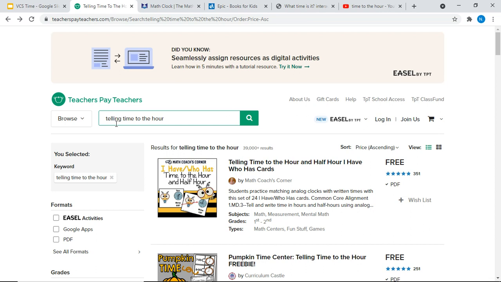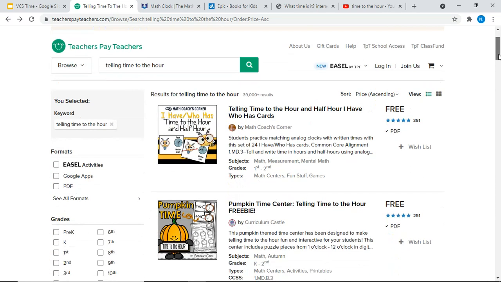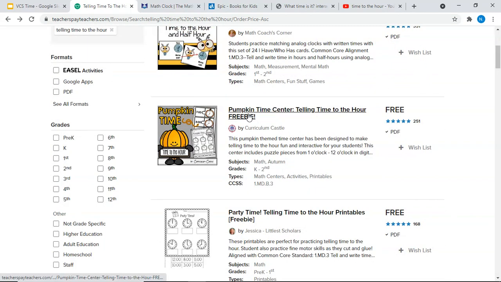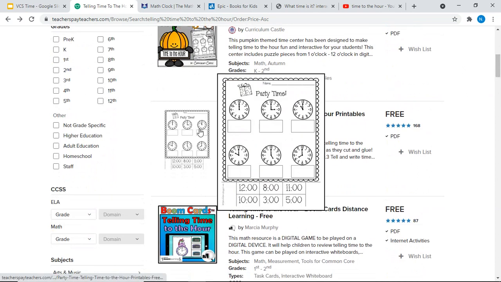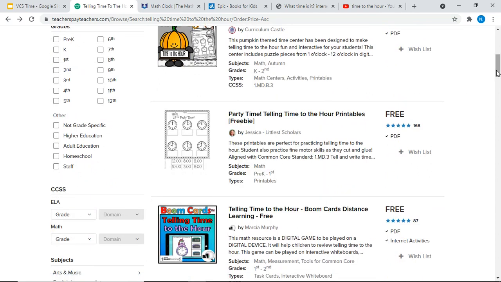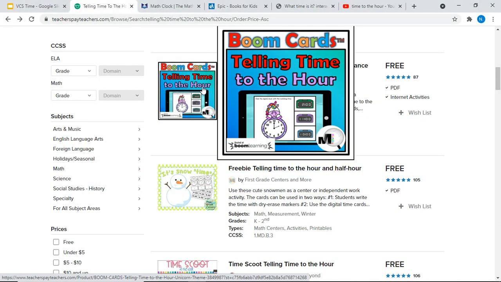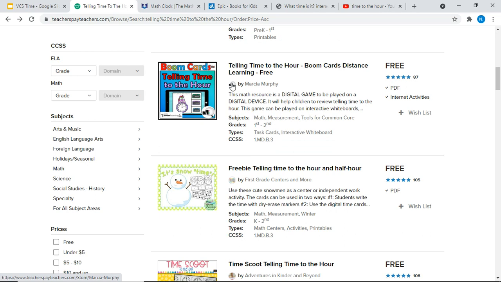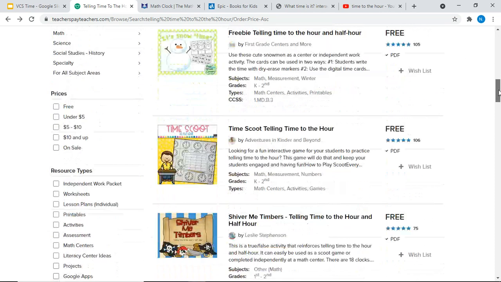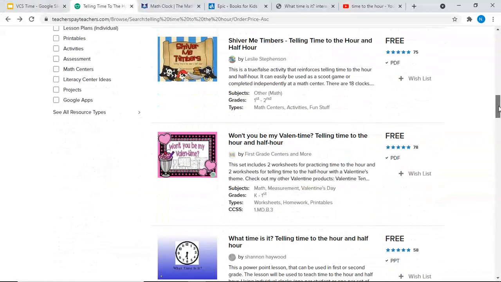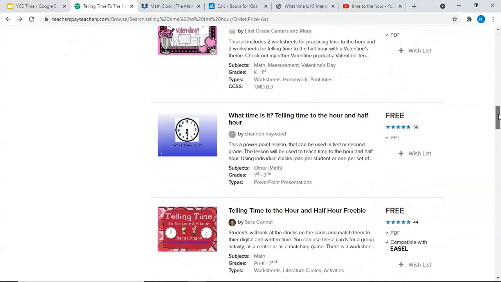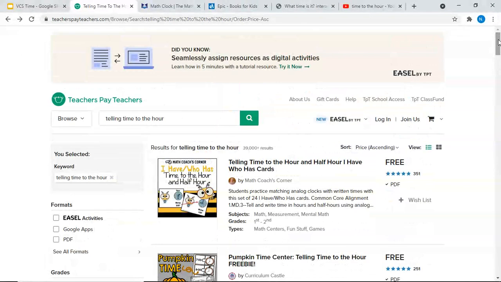So you would search telling time to the hour, sort in ascending order to look at the free items first. And here you have several resources. Pumpkin Time Center, telling time to the hour. Party Time, telling time to the hour. Also items on Boom Learning, free Boom cards, and so on. So again, you can continue to search to look for the telling time to the hour activity that best meets the needs of your learners.